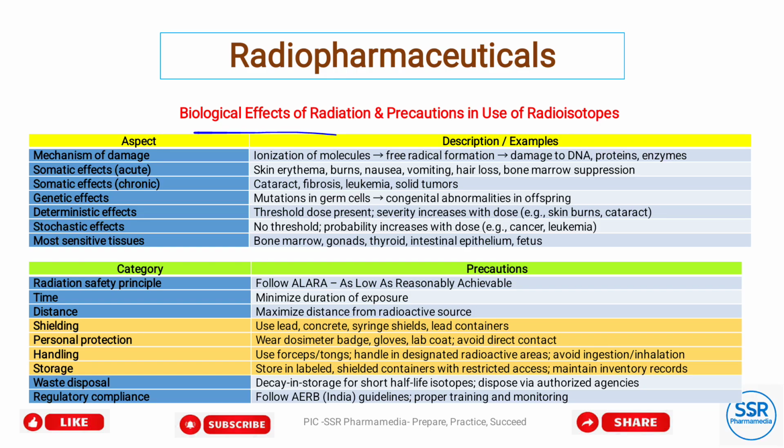So biological effects of radiations and precautions in use of radiations. Take a screenshot of this and read it, because it is very important. It lists the aspect, description and examples of the compounds, and the category and precautions for each category of radiations. So here it is application oriented. Genetic effect, mutations. So take a screenshot and read it.